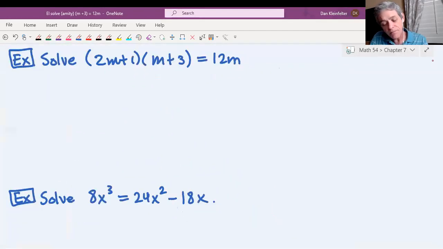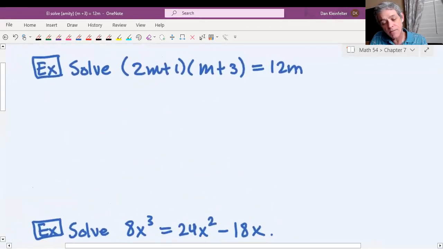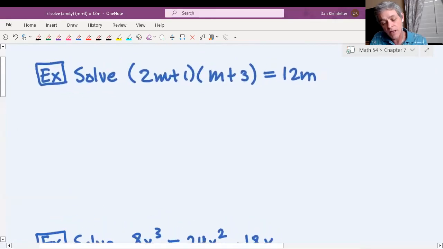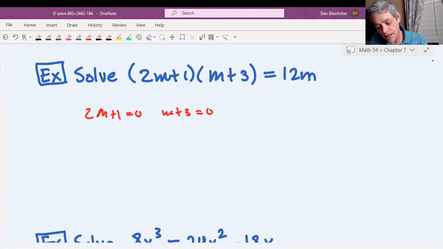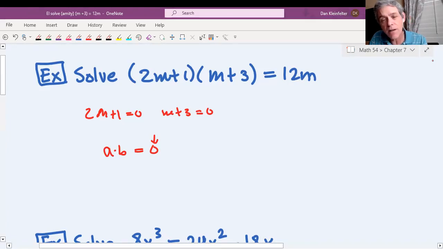All right, so here, this one's pretty neat. We've got 2m plus 1 times m plus 3 equals 12m. For this one, you want to be real careful. It's very tempting to say, okay, I know how to do this. 2m plus 1 is 0, m plus 3 is 0, and so on. But I can't do that because remember that the zero product property says if you've got two things, you multiply them and they equal 0, then you can say something about them. But here on the right side, I don't have 0.